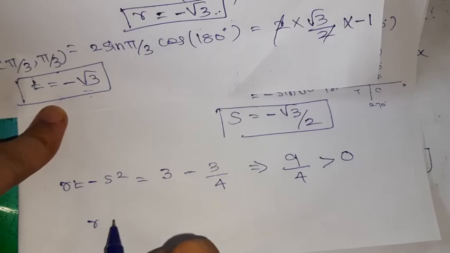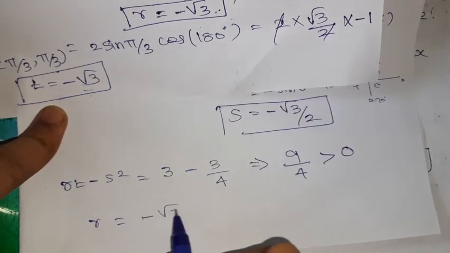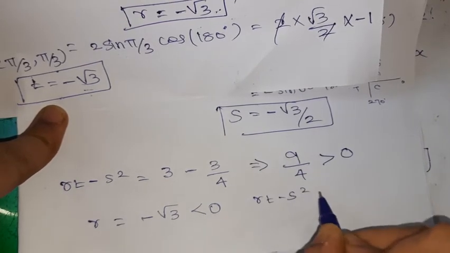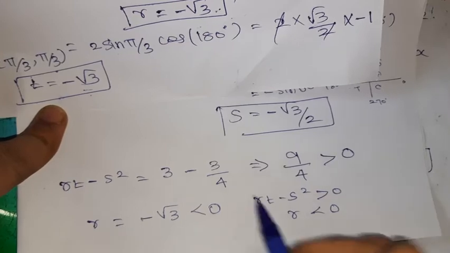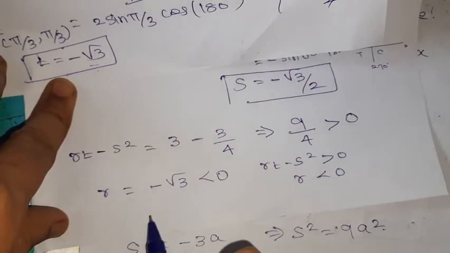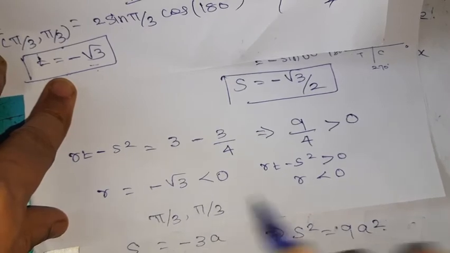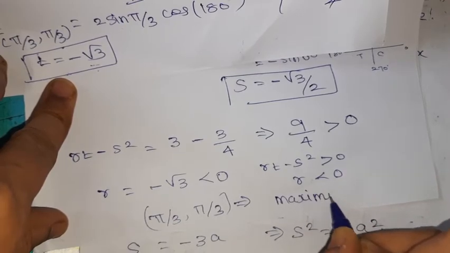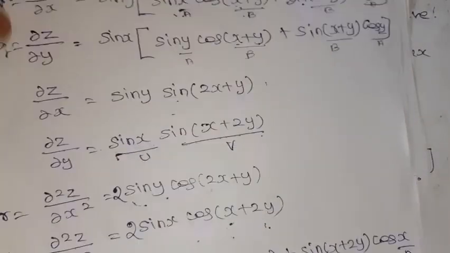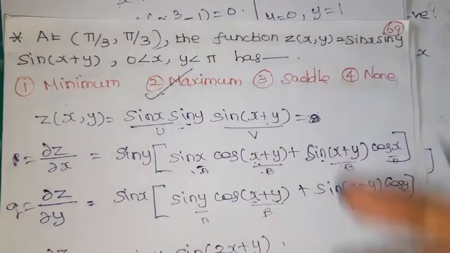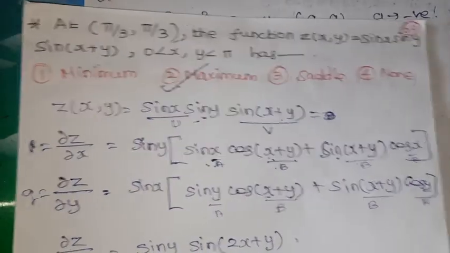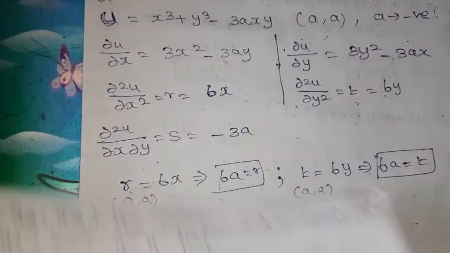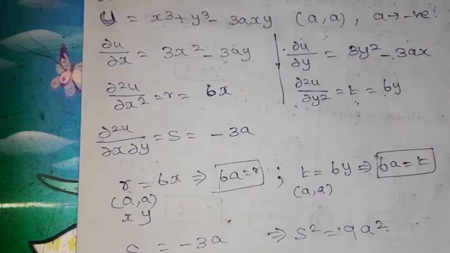Then we need to check R. R is nothing but minus root 3, right? This is obviously less than 0, a negative value. So RT minus S squared is greater than 0 and R is less than 0. So at this point, pi by 3 comma pi by 3, what value does the given function give? It gives the maximum value. So what is the answer for this problem? Maximum is the right answer for this given problem. Okay, we will move on to the next one.